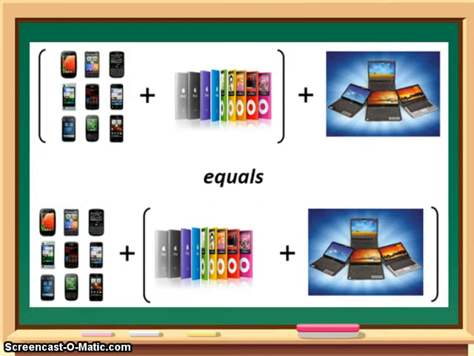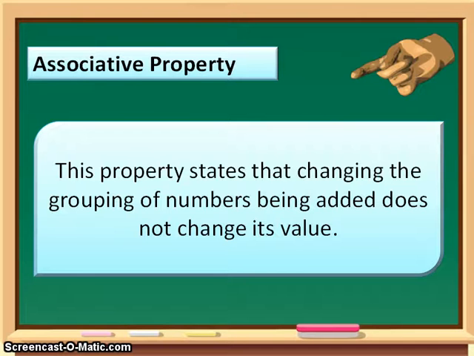Now let's have this another figure. What have you noticed with this figure? Yes, we have the parentheses, and the parentheses change their position, so it means it changed the groupings. So that is the associative property. This property states that changing the grouping of numbers being added does not change its value.